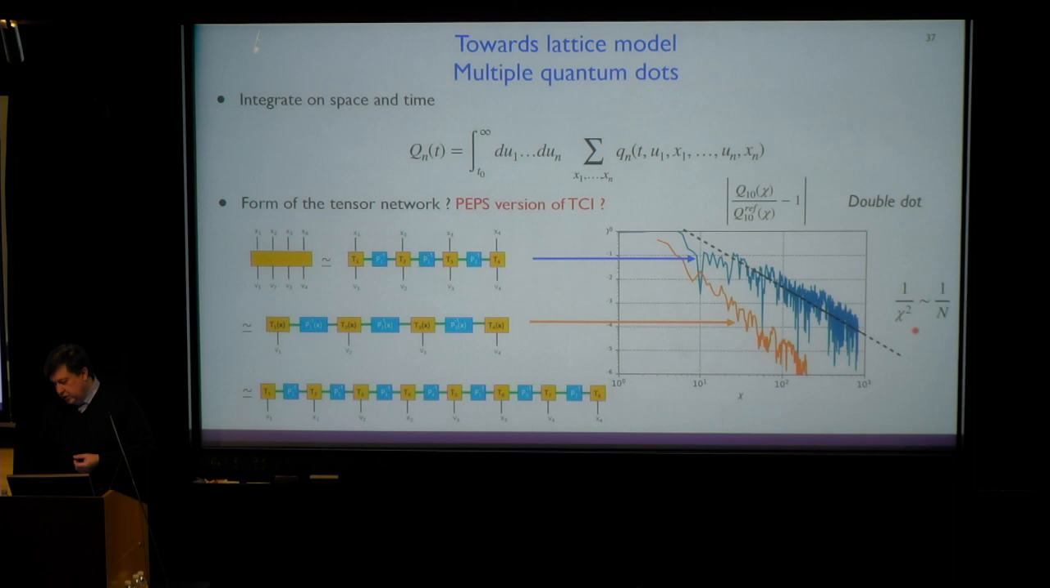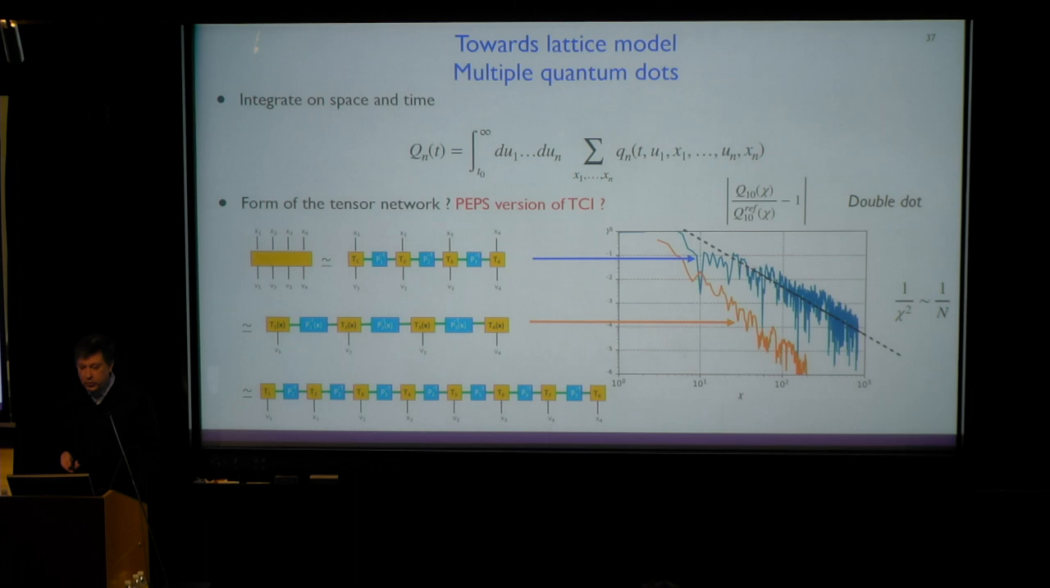And more importantly, it raises the question, how do I organize my tensor network? How do I put my variables? Do I put them together, like here, the first one? Do I put them one after another? We tried several ones, and some work better than others. We don't really understand why. And the natural question is, can you do TCI for higher dimension tensors, PEPS or something? I don't know. We need to think about this. It works, but it could probably work better.